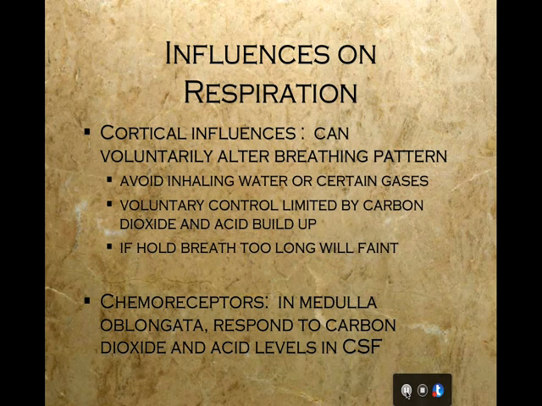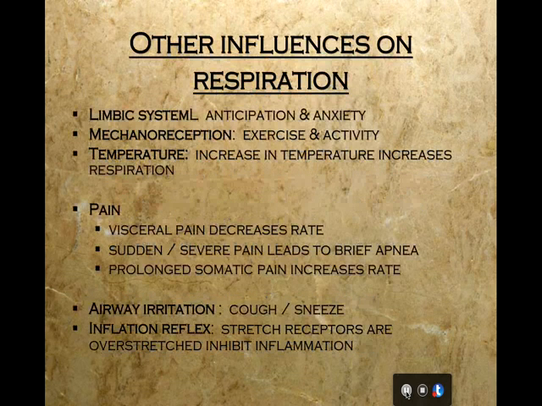We do have some voluntary control over our respiration with the cerebral cortex. We can choose to voluntarily alter our breathing pattern to avoid inhaling water or certain gases. Our control is limited, and if we start to build up too much acid or carbon dioxide, our body will take that voluntary control away, we will faint, and normal breathing patterns will resume. This is measured using chemoreceptors in the medulla oblongata that measure and respond to carbon dioxide levels in your cerebrospinal fluid.